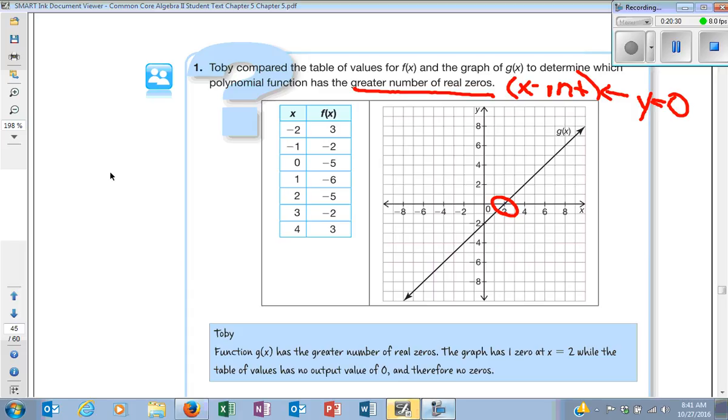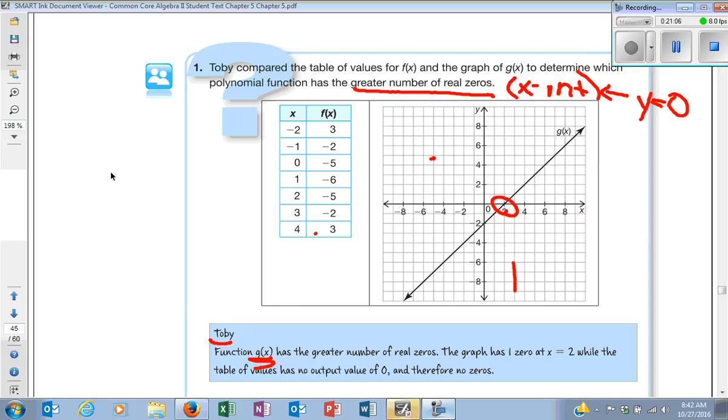So it has 1. Now, what you're probably going to do is go quickly through this problem. You're going to look at these numbers and you're going to go, Mr. Martin, there's no y that's 0. So this one is bigger. That's exactly what Toby did. He said g of x has the greater number of real zeros because it touches it 1 time, and there's no zeros over here, so that makes sense, right? Does it make sense of what he did? Yes, but he did it wrong. It makes sense of why he got the answer he did, but he wasn't thinking through this.